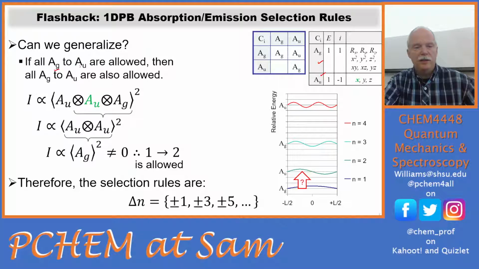All G to U transitions are allowed in this case because light is U. So if we have a G to a U, this U sort of cancels that U, and we end up with a G. Same with the other, going from U to G. So I should have swapped those, but it's saying the same thing.